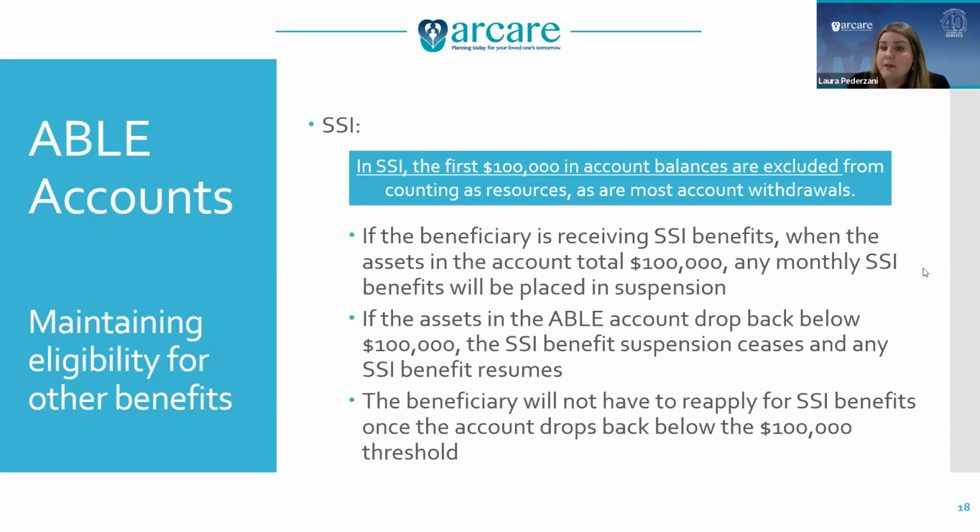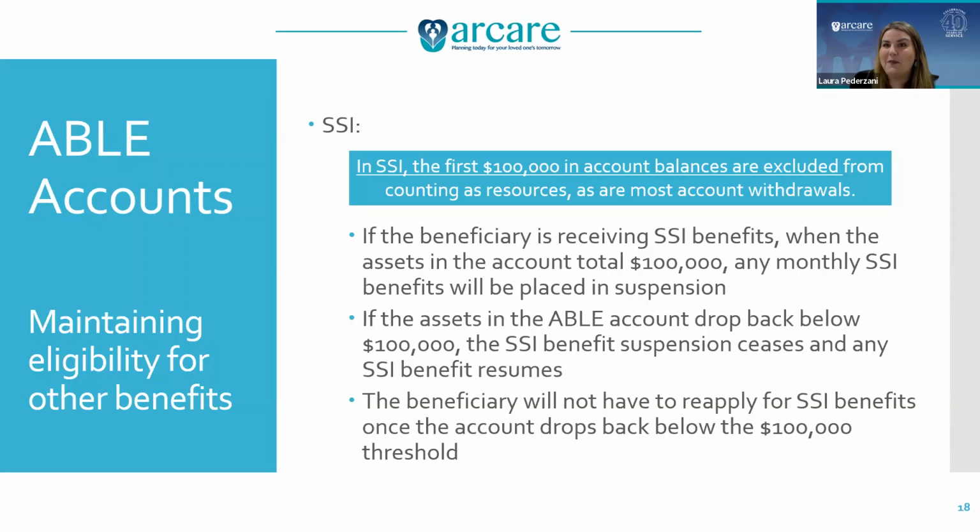If a beneficiary is receiving SSI and perhaps their account balance goes over that $100,000, the SSI payments are put into suspension. And then if the individual continues to make disbursements from that account and utilizes that money and it drops back below that $100,000 threshold, they simply notify Social Security. Social Security takes that suspension off, and the suspension ceases and your benefits resume. They do not have to reapply for SSI benefits once the account drops back below that $100,000 threshold. So that's also important to know.